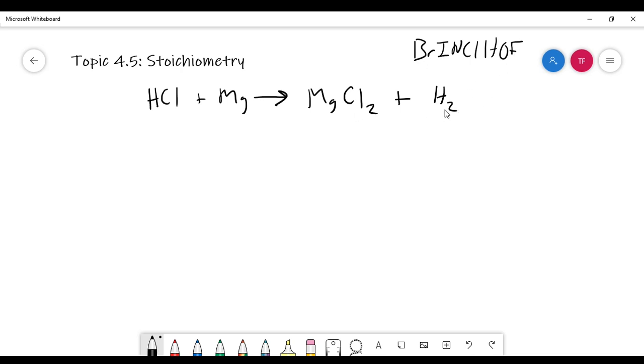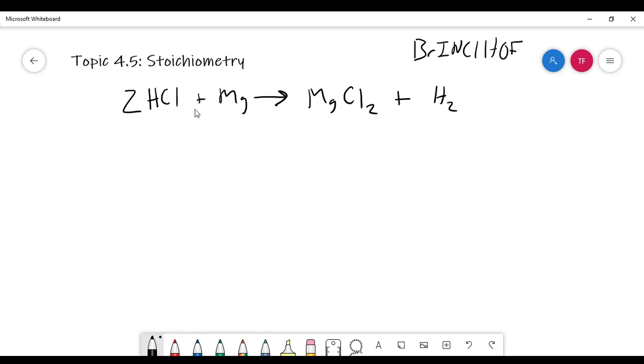If you look at our 2 products here, they do not balance out with our reactants. We have 2 chlorines on the right, but only 1 chlorine on the left. 2 hydrogens on the right, but only 1 hydrogen on the left. So we need to balance it by putting a 2 in front. So here's our balanced equation. This is the essence of stoichiometry.